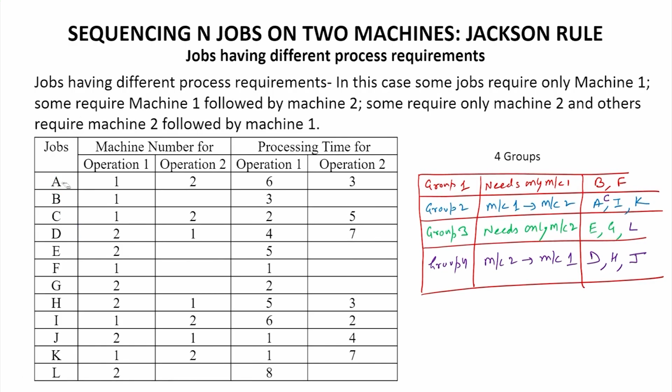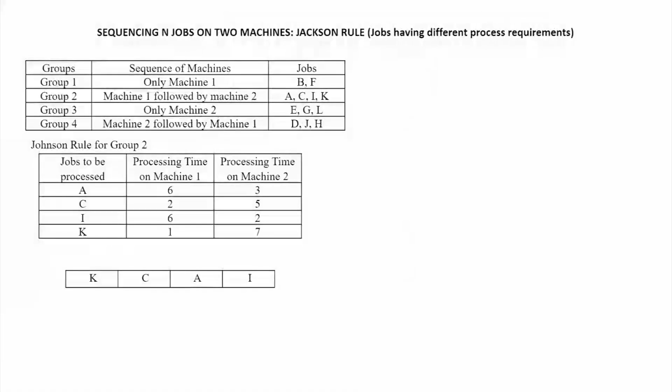Now, in the information which is given to us, if we say that job A has operation 1, then operation 2, and the time for operation 1 is 6 units of time and the time for operation 2 is 3 units of time. In the same way, all information is given to us. This is the processing timing and this is the machine number requirement for operations 1 and 2. So, we are able to get the list: group 1 has 2 jobs, group 2 has 4 jobs, group 3 has 3 jobs and group 4 has 3 jobs.